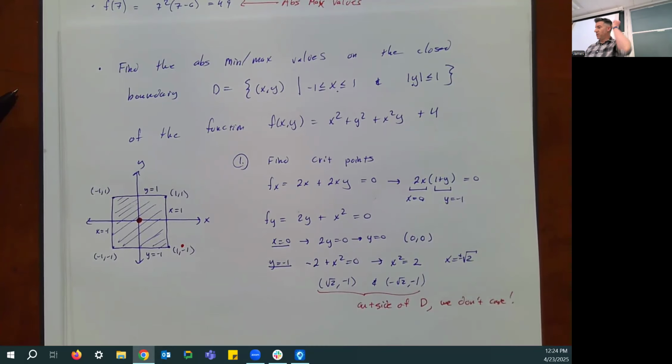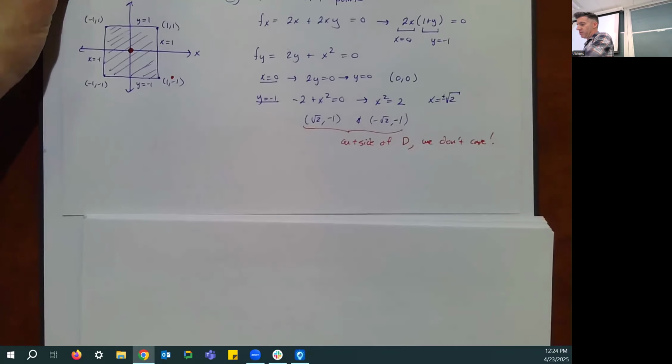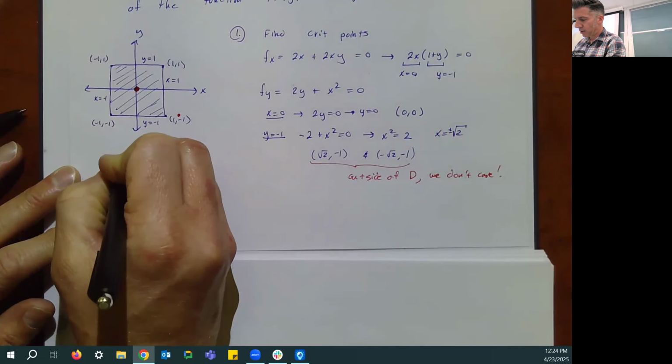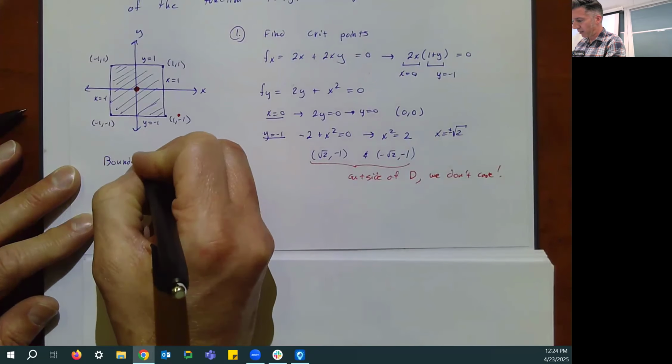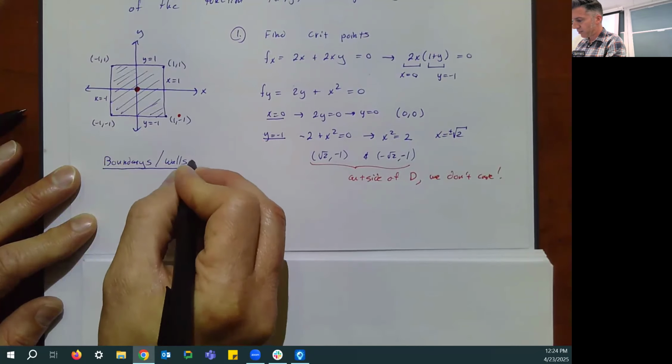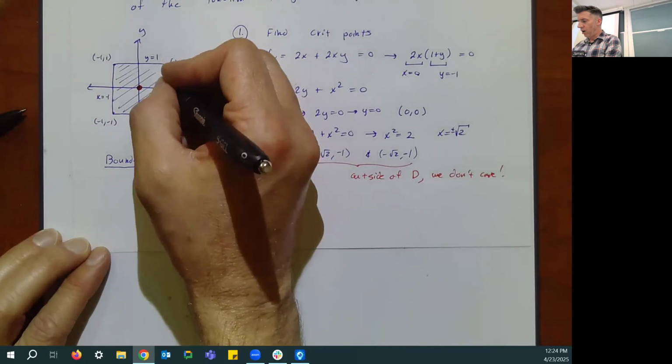The next thing we're going to do, and this is kind of the harder part, is we're going to look at all the boundary critical points. So here's what I mean. We're going to look at each of the boundaries, or as my coworker Grant likes to call them, the walls of your house. So let's look at, say, the wall x equal to 1.